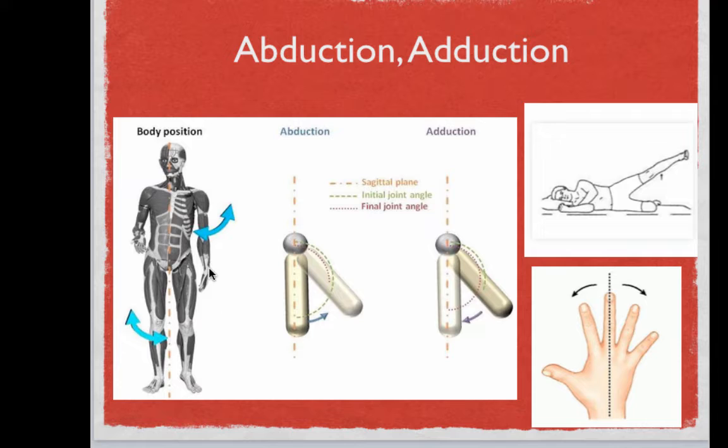You can see a couple of examples here. If this person were to raise his or her arm, we would have abduction occurring. Lowering the arm back down is adduction. Raising the leg out to the side would be abduction.